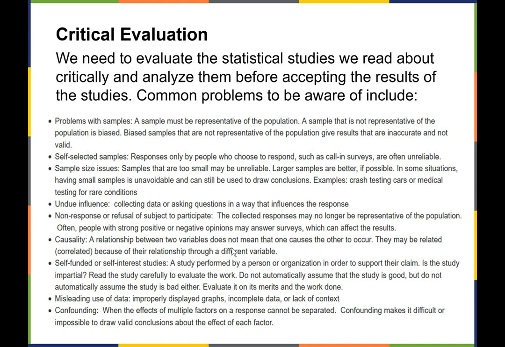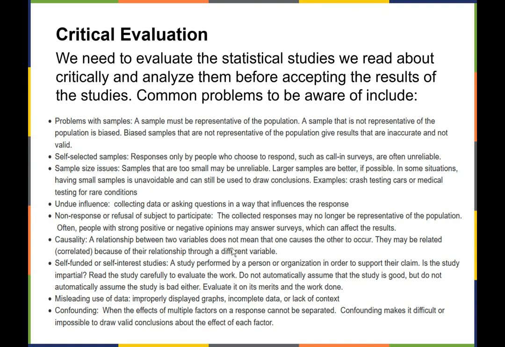Sample size is a big problem. You need to make sure you have a big enough sample size, or you could just pick one that doesn't work very well. Undue influence: if you ask questions in a way that could influence a response, that's what that means. We're going to go through some examples of these. Non-response or refusal to participate. Obviously, if people are refusing to participate, you're not going to have a fair sample of the population.